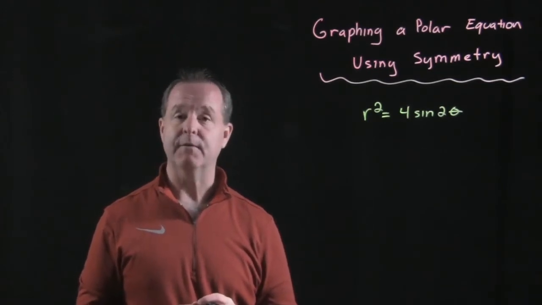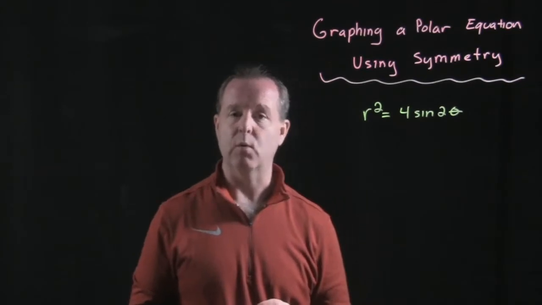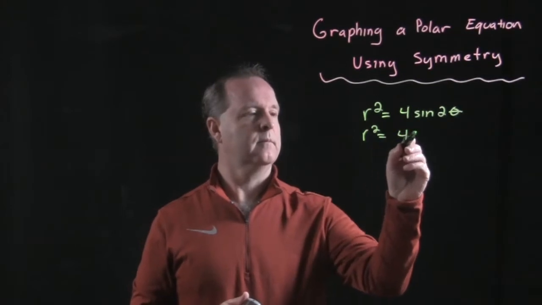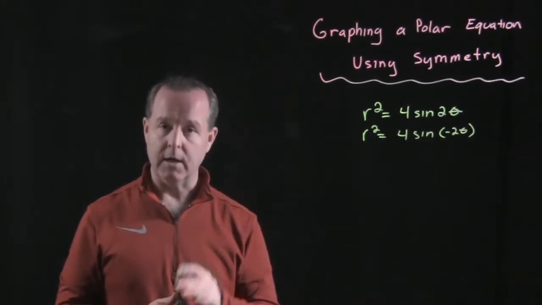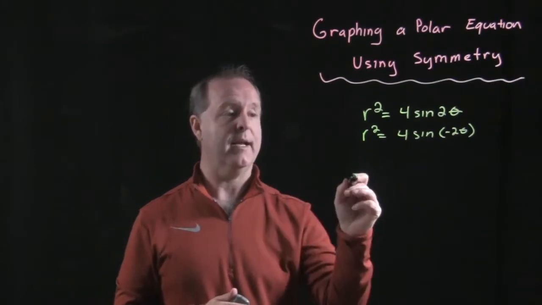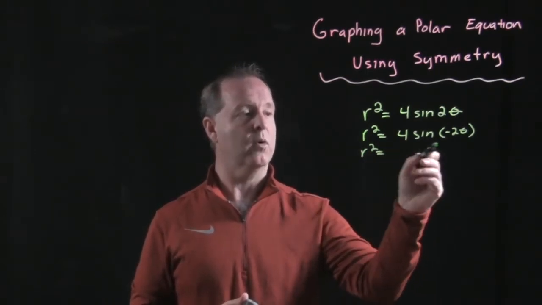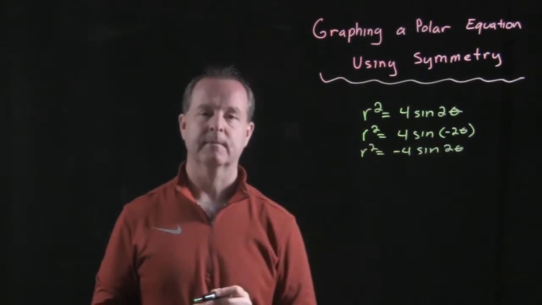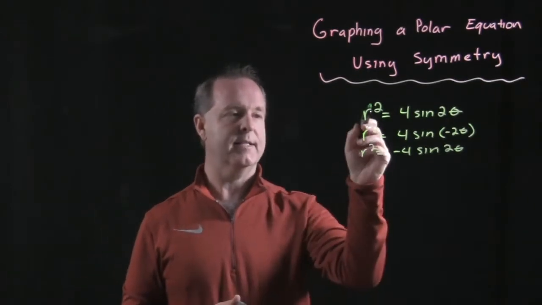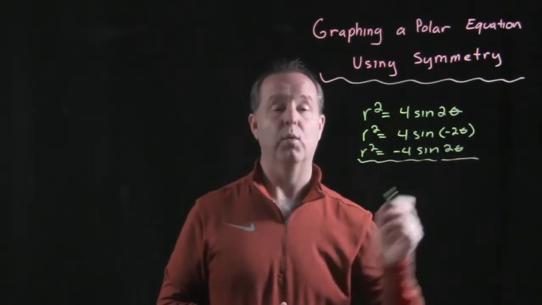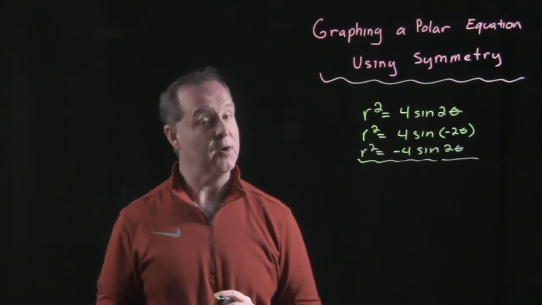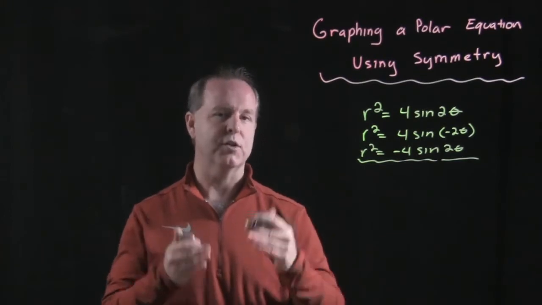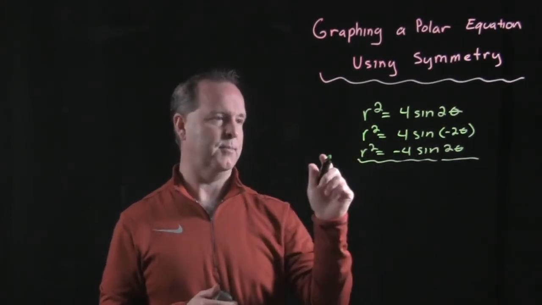Well, let's begin by testing for symmetry about the polar axis, which means that we replace theta with a negative theta. Sine is an odd function, which means I can rewrite this as r squared equals negative 4 sine of positive 2 theta. And what do you notice? It does not match the original equation. So when it doesn't match, it fails a symmetry test. But just because it fails a symmetry test does not necessarily mean that there is no symmetry about the polar axis in this particular case.